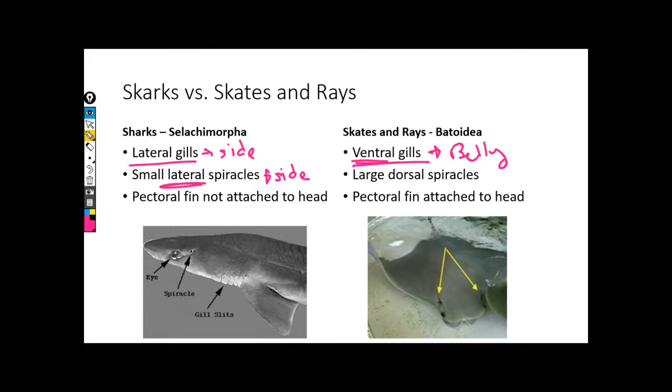Be good studying for our lab practical. Yep, the big old holes in the head, right? And these are good for water pumping.